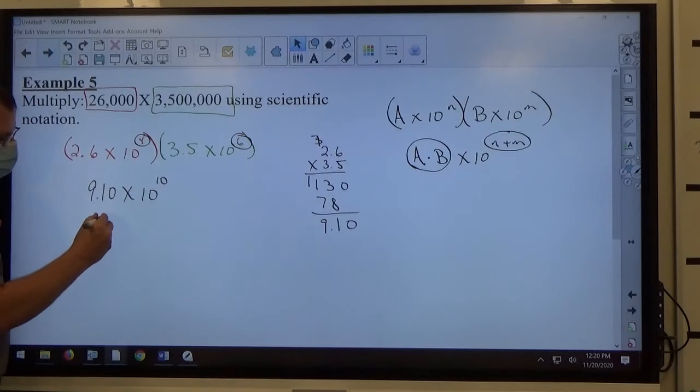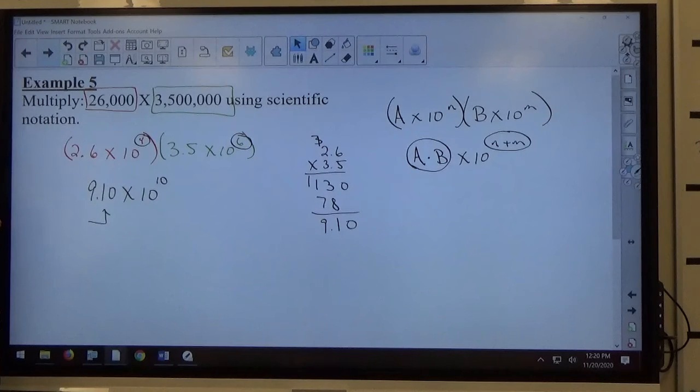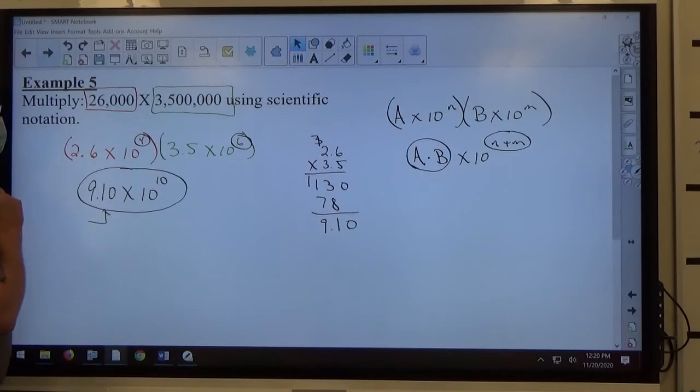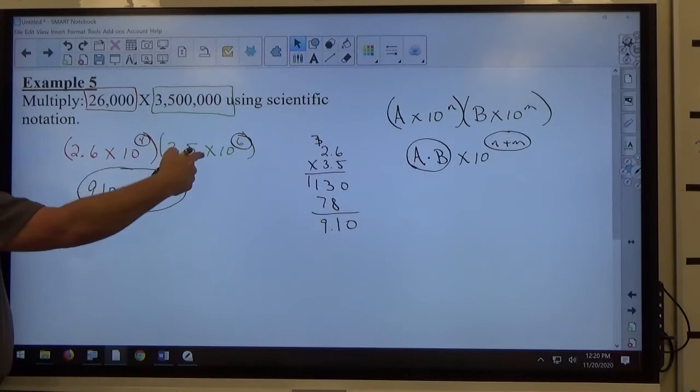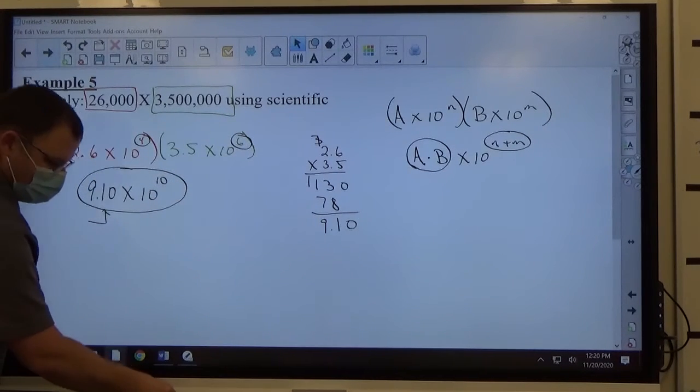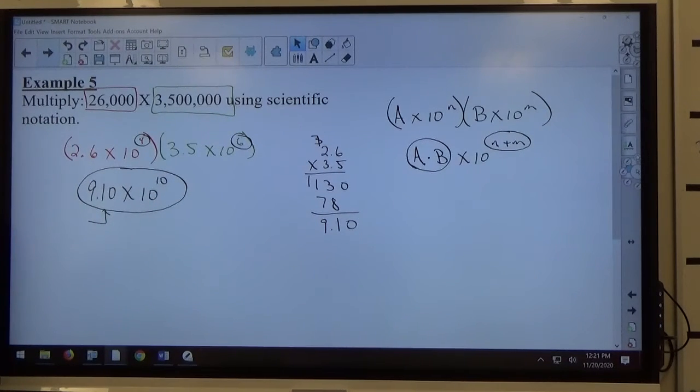As long as this number is between 1 and 10, you're done. If that number is not between 1 and 10, then you have to modify it to a good scientific notation answer. This is the final answer here. Make scientific notation, multiply the coefficients, add the powers of 10. Again, as long as that's between 1 and 10, you're good to go.